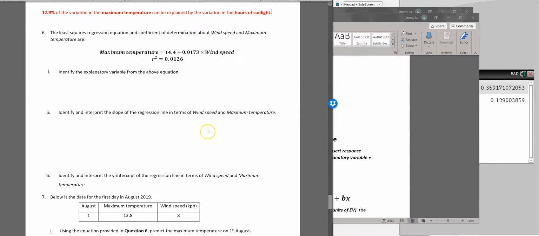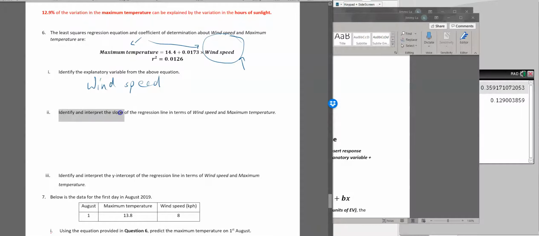All right, let's get going on. Identify the explanatory variable from the above equation. This one here is the explanatory variable: wind speed, no questions asked. Because if you change this, this will change. This one responds to whatever changes happen here. So wind speed is the explanatory variable.